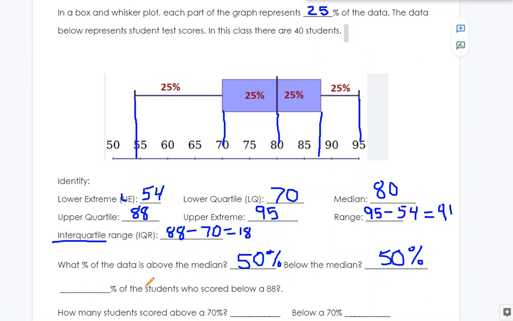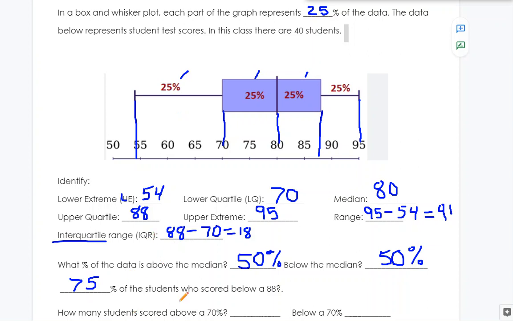All right, this says blank percent of students scored below an 88. All right, so here's our 88. It was right here. So what percent of students scored less than an 88? Well, I have 1 section, 2 sections, 3 sections, right? So 3 sections of 25% each. 25 plus 25 plus 25 will get me 75. So 75% of the data is below an 88.